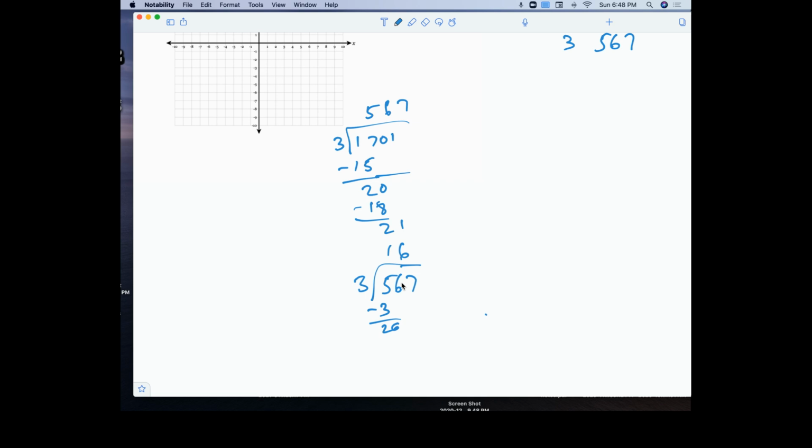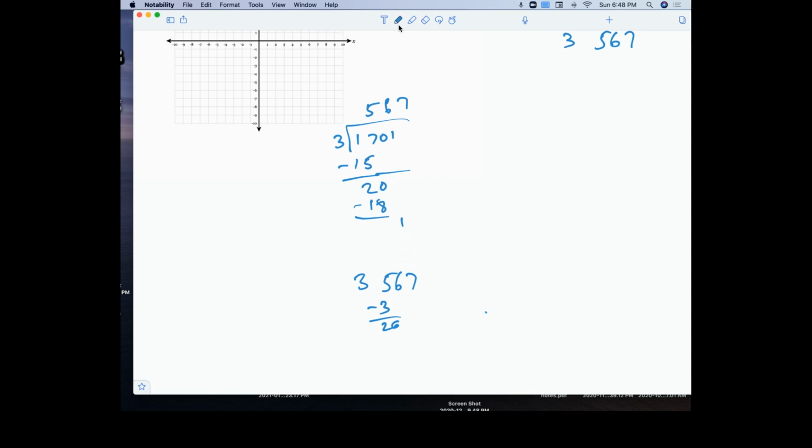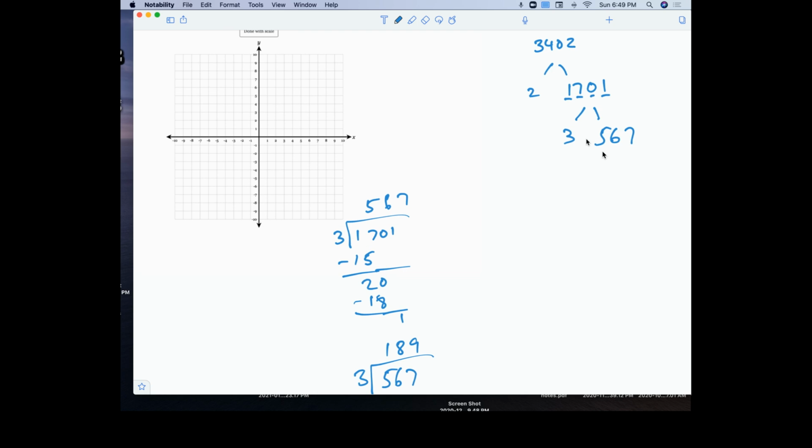8 is 24. My eraser is way too big. What did I say? 5, 1, 3, 2, 6. What did I say? 8 is 24. Okay. And so this breaks down to 3 and 189. Now, let's see about 189.